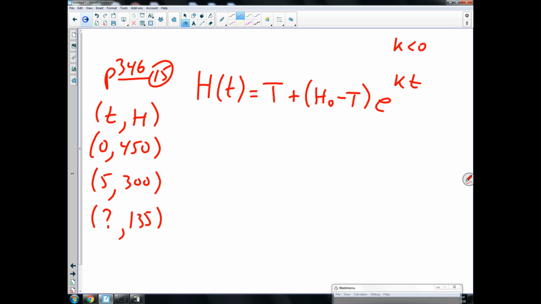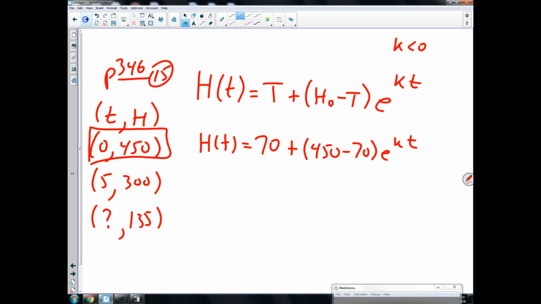Okay. So what do we do? Well, let's plug in what we know. If you read the whole question, it also says that the room temperature is 70 degrees Fahrenheit. H0 is the initial temperature of the pizza, so 450 minus 70, e to the kt. So you're trying to figure out t when H is 135, but you can't do that until you know k. So how are you going to get k? Let's plug in, so we basically used this point already, see the 450? Now let's use this point to figure out the k. Plug in 300 for H, plug in 5 for t. By the way, 450 minus 70 is 380. And you've got to solve for k.